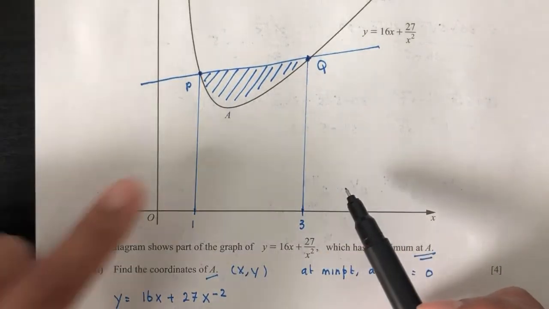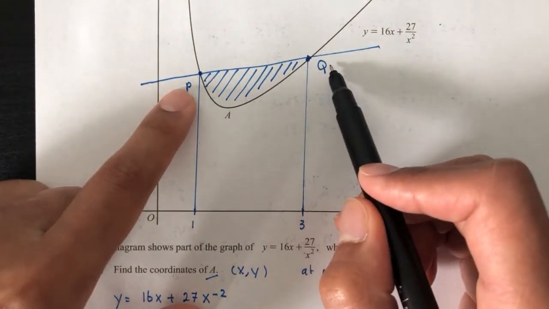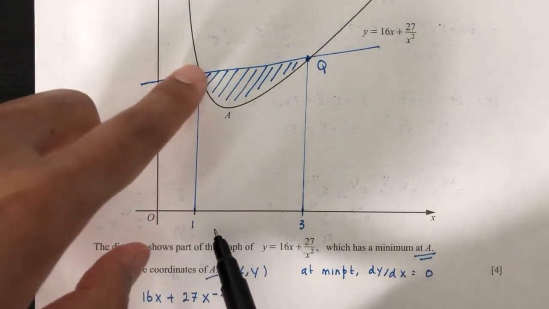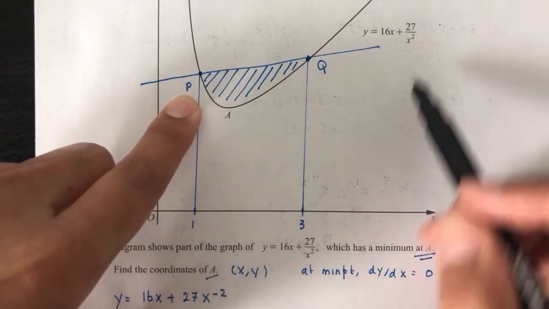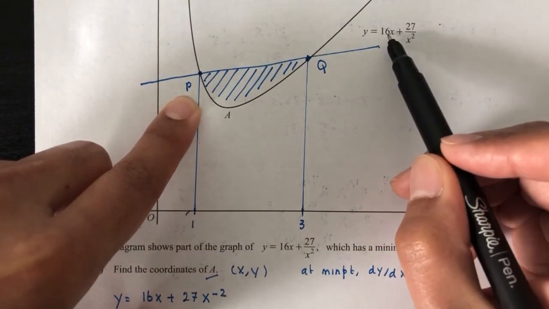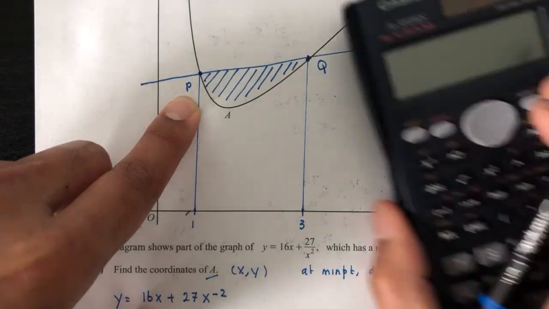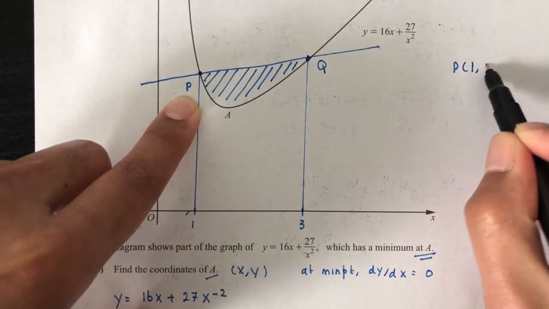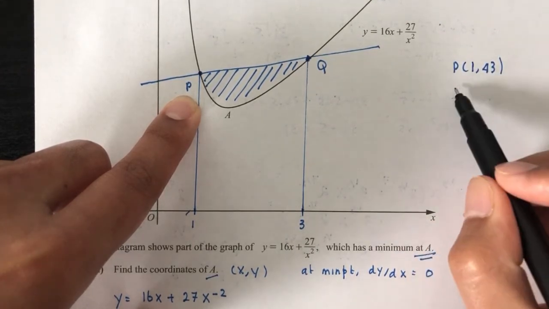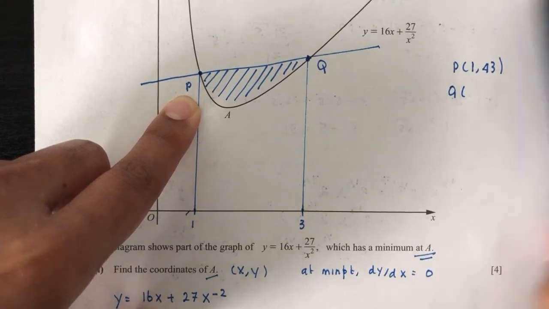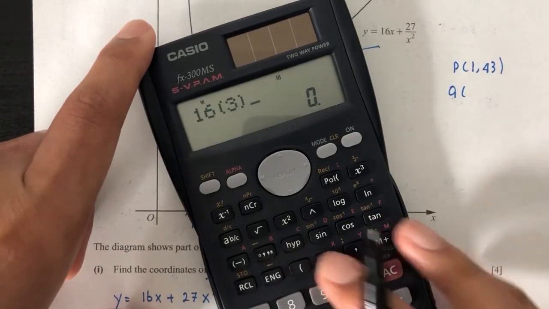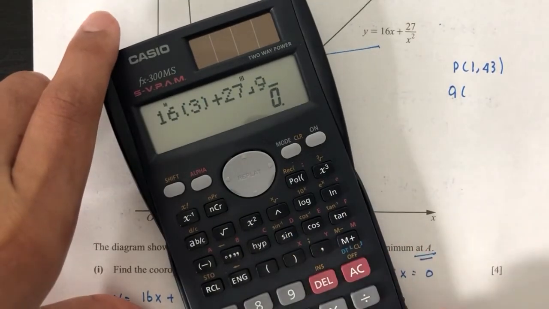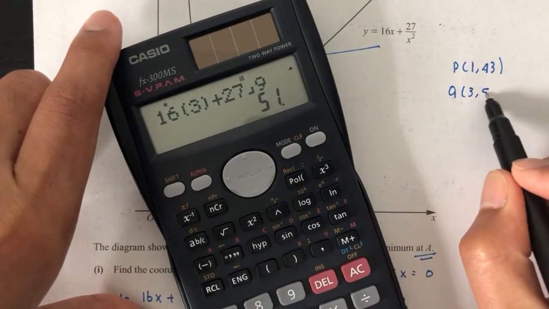So let's do that. So first let's find the equation of the line PQ. So we know the x is 1, find the y value. So what is the y value for P? So replace x by 1, that will be 16 plus 27, 43. So point P will be 1, 43. How about Q? Replace x by 3. So let's do that. 16 times 3 plus 27 over 9, so square will be 9. That will be 51. So 351.